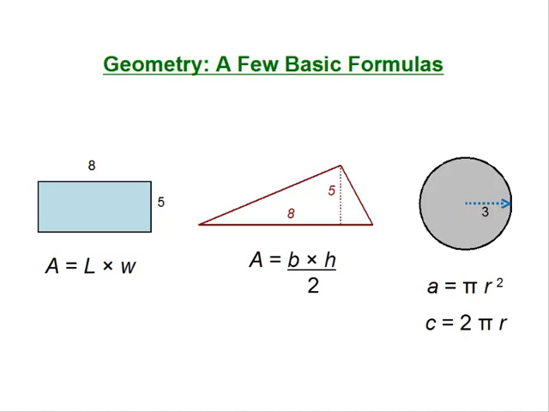Switching to geometry, here are some formulas for area of various shapes. So rectangles, most people recall those pretty easily. Length times width is how you get your area. For triangles, it's base times height divided by 2, or you might more readily remember it in this form, 1/2 base times height, same thing. Area of a circle is pi r squared. And the circumference of a circle is 2 pi r.